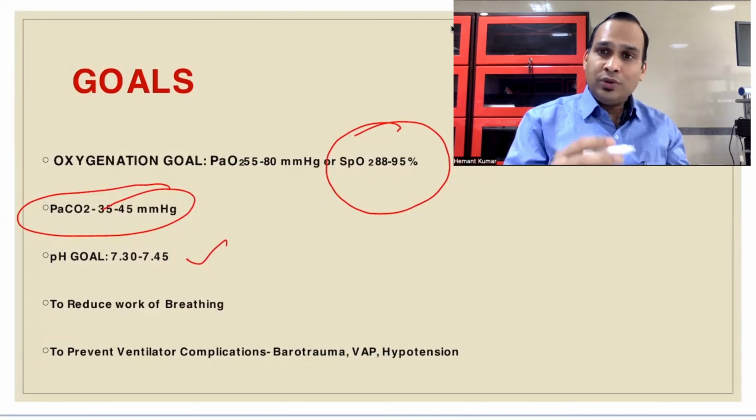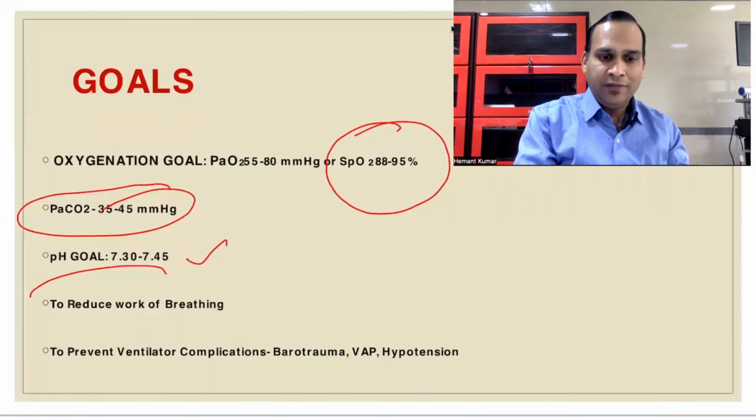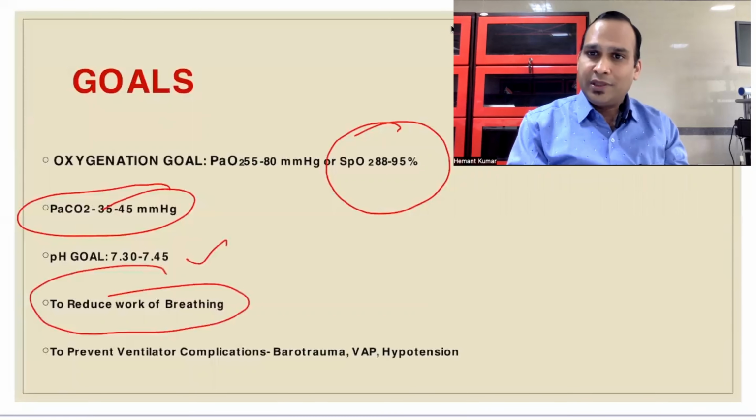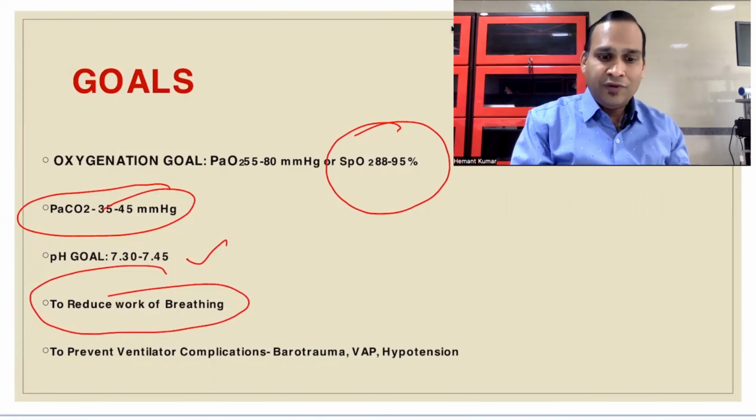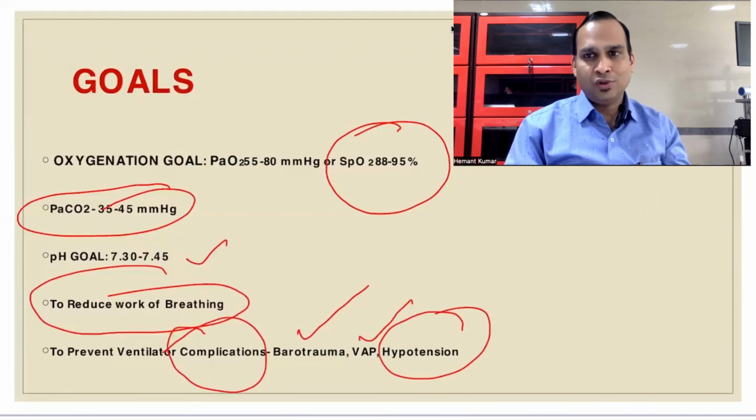And we have to give rest to the patient's respiratory system. So the patient should not have high work of breathing. We have to reduce the work of breathing of the patient. And while giving ventilation to the patient, we have to take care of complications, especially barotrauma, ventilator associated pneumonia, and of course hypotension because of high PEEP.